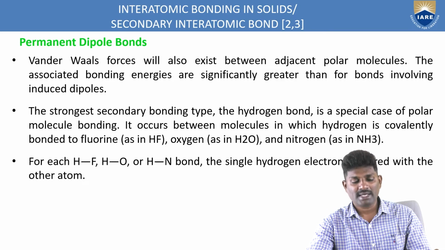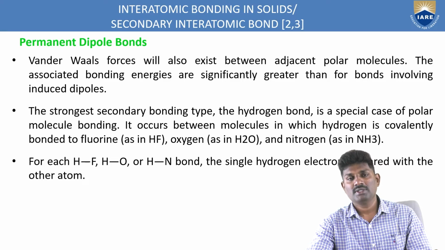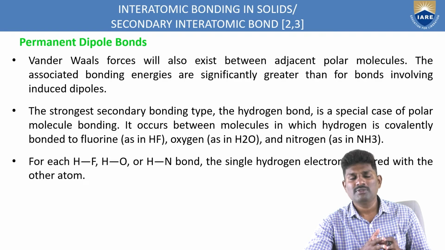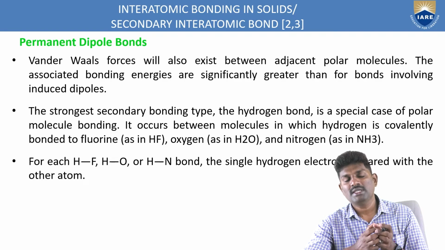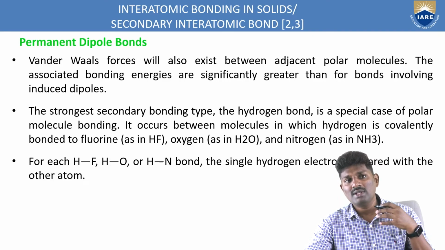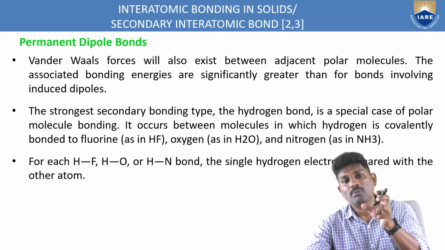And the strongest secondary bonding type, the hydrogen bond, is a special case of polar molecular bonding. It occurs between molecules in which hydrogen is covalently bonded to fluorine, oxygen as well as nitrogen. Though we have some secondary type of molecules which have weak bonding energy, we are trying to add the hydrogen since it is covalent in nature. Because of that covalency, we add this hydrogen to other molecules to get a strong bonding energy.